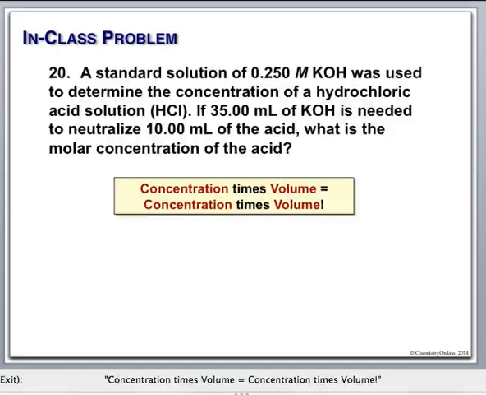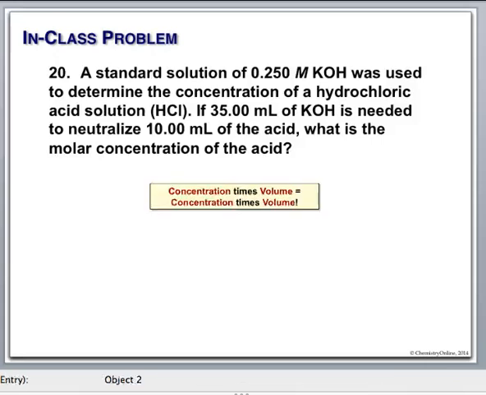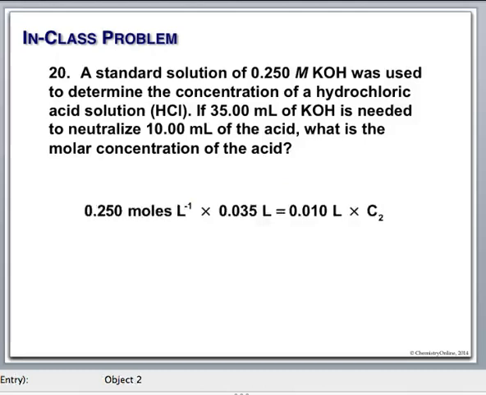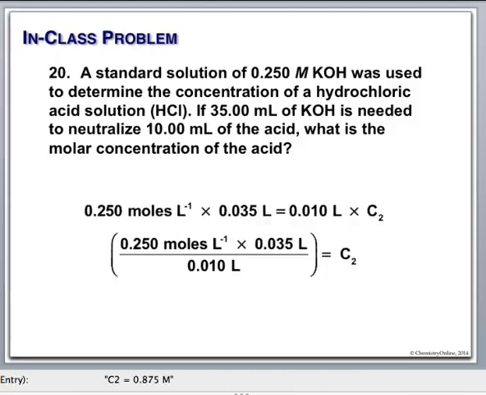Concentration times volume, concentration times volume. Concentration of KOH is 0.25. The volume is 35 mils. We'll convert that to liters. Over here we have 10 mils, that's 0.01 liters, and we don't know the concentration of the acid. We simply multiply these, divide by 0.01, and our concentration, 0.875 moles per liter.